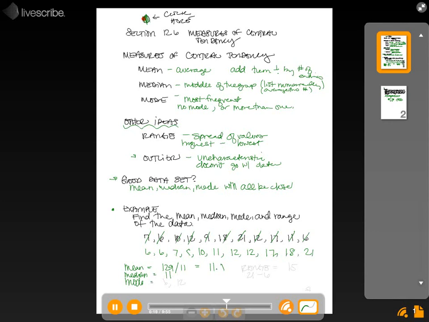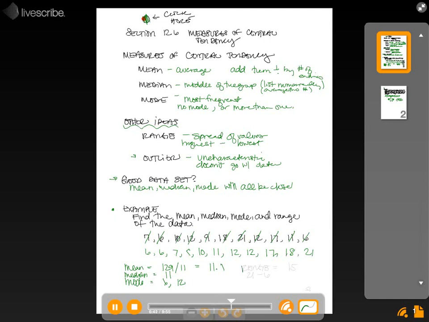Mode is the most frequent, and if we look at our data set, we have two modes. We have 6 and 12. That throws off our data set a little bit because we have two modes. We have a mode that is lower than everything else. The 12 would fit in with a good data set because it's right there around 11, but the 6 throws it off. I would still say that we have a good data set because the majority of our numbers are right there in the center.